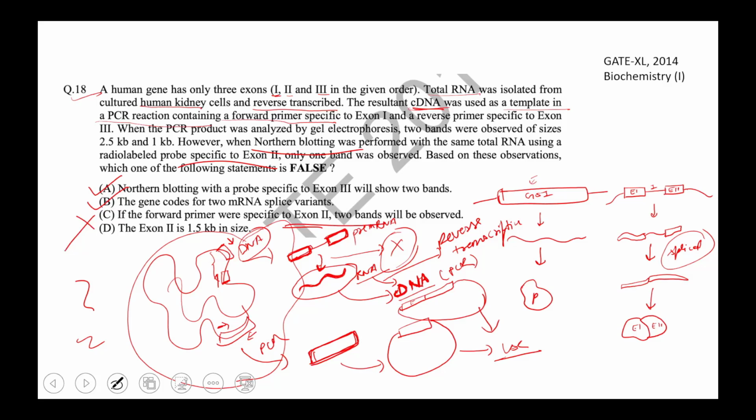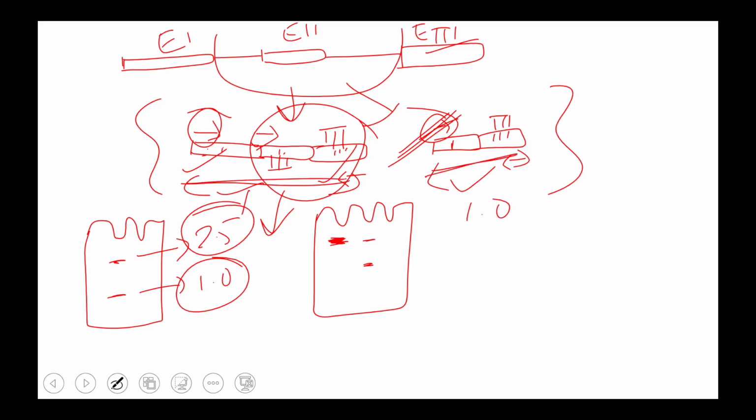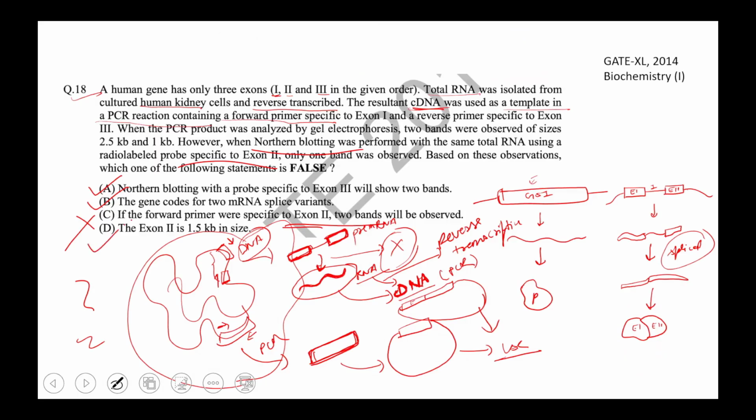And the fourth option is: exon 2 is 1.5 kb in size. Here we are getting 2.5 and 1 kb. The entire length of this is 2.5 kb, and the entire length of this is 1 kb. In between these two, exon 2 is missing. So if we subtract this fragment size from this fragment size, we get the length of exon 2, that is 1.5 kb. So the fourth sentence is also correct.